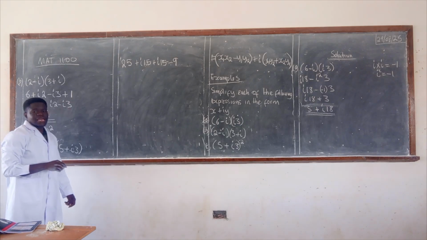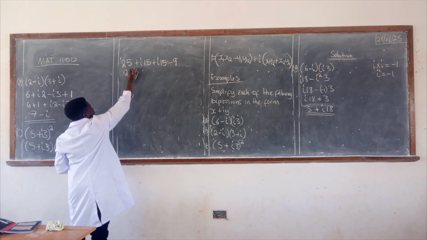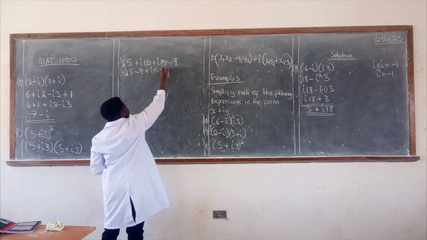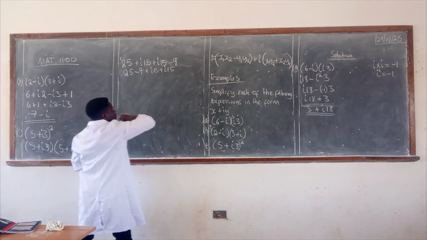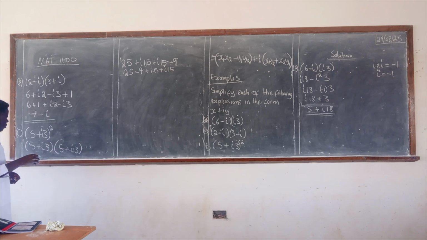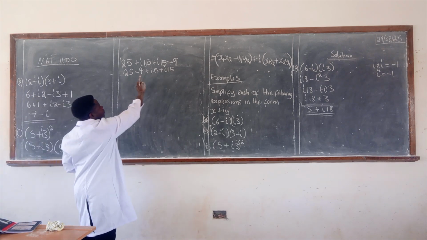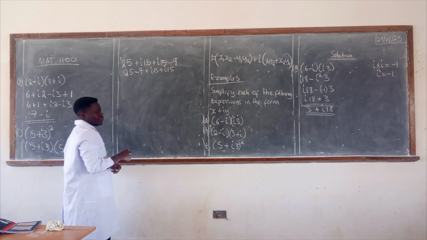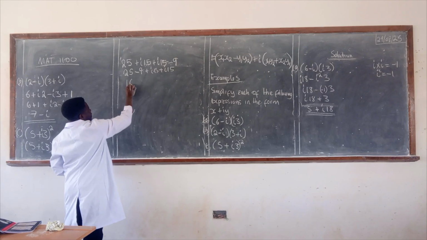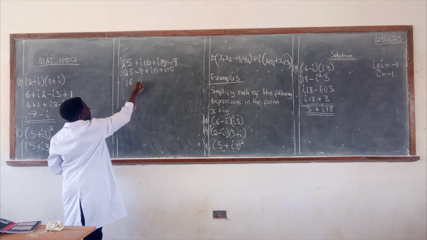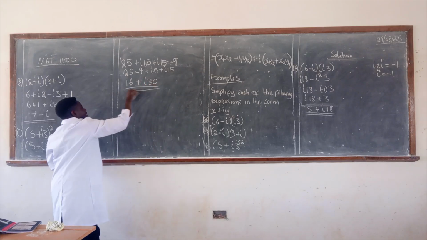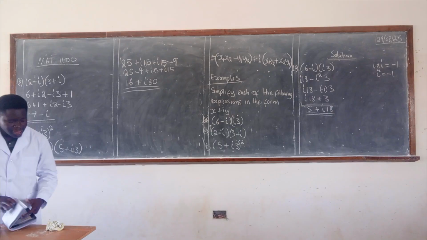So now we have to group the like terms. So we have 25 minus 9 plus i15 plus i15. Okay? So now here, what is 25 minus 9? It's going to give us 16. 16 plus i30. That's it. That's how we multiply complex numbers.